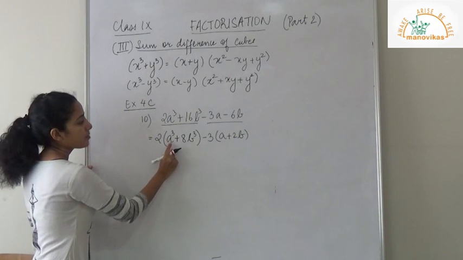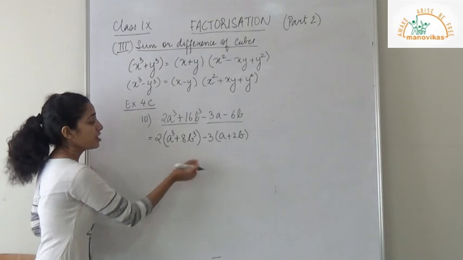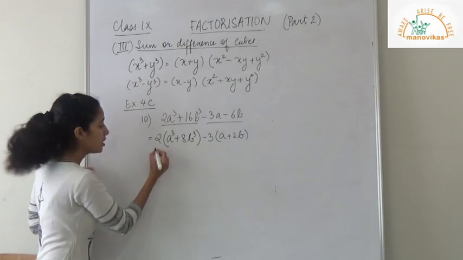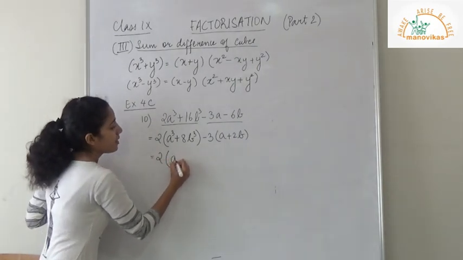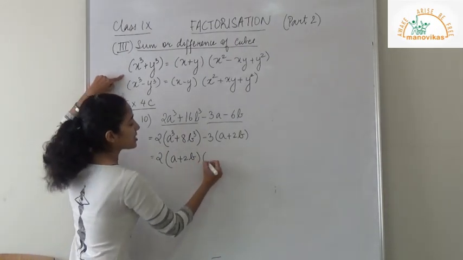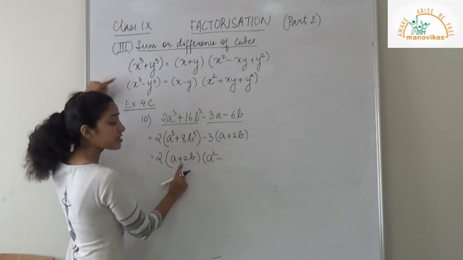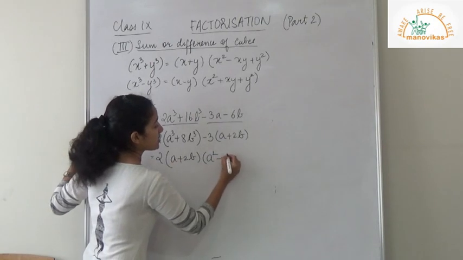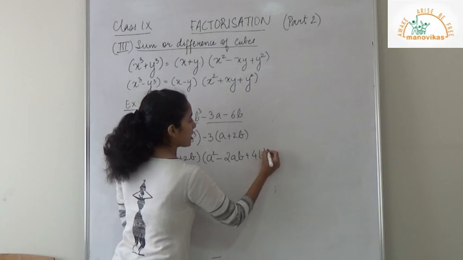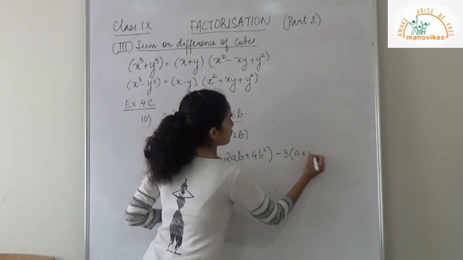Now this is nothing but a plus 2b the whole cube. If you still get confused, you can write the next step as a plus 2b the whole cube, or you can just continue it from here. So which will be 2 times a plus 2b using the sum identity, and from here you obtain the second bracket, that is the square of the first term, minus, because there is already a positive here, the product 2ab, plus the square of the second term, that is 4b square, close the bracket, and we write the second term, a plus 2b.